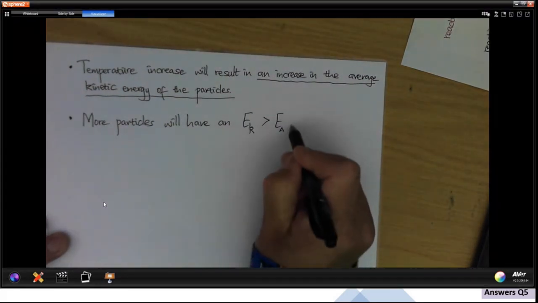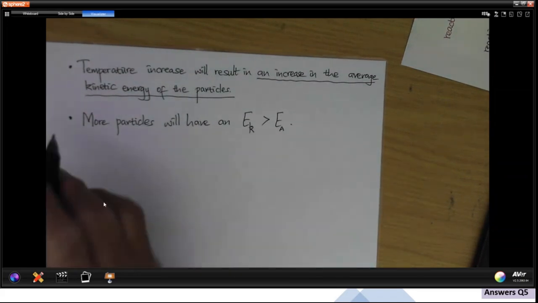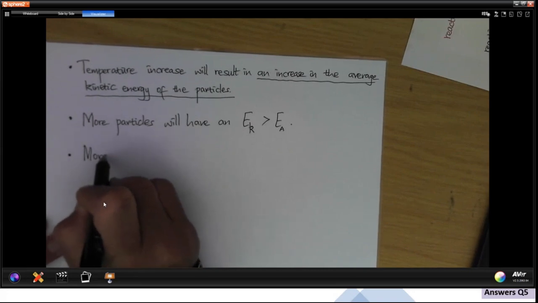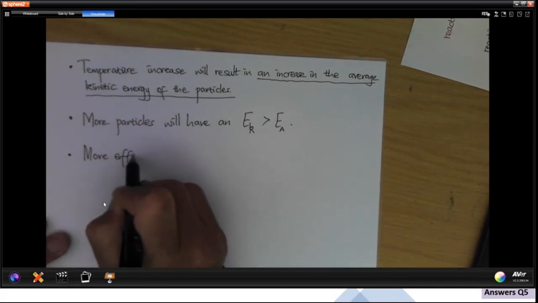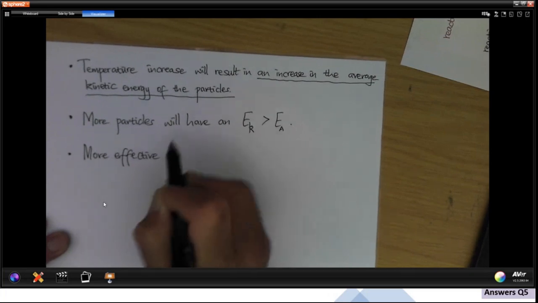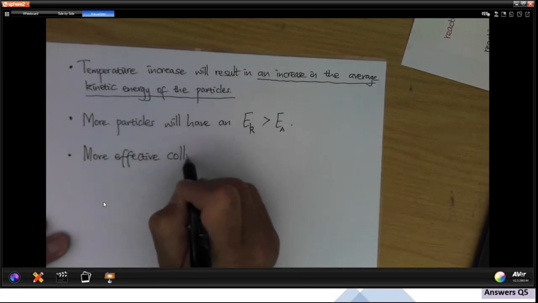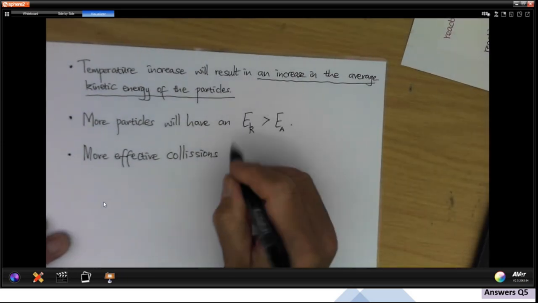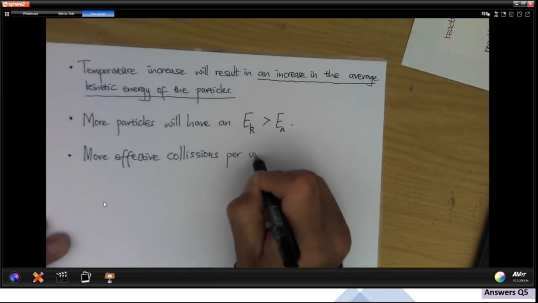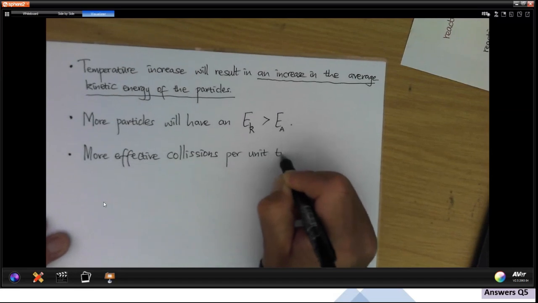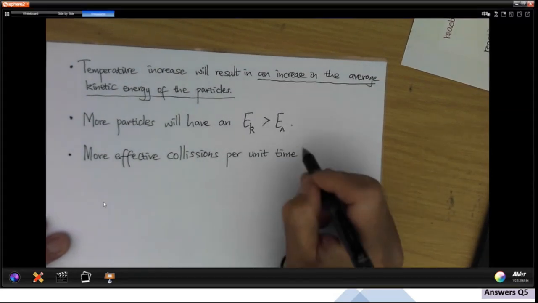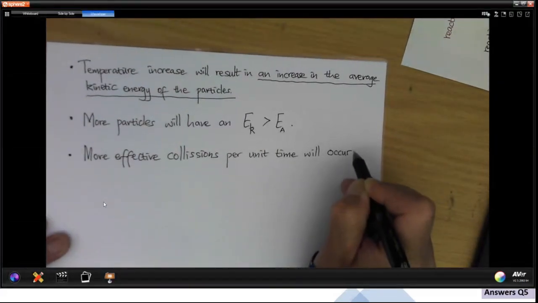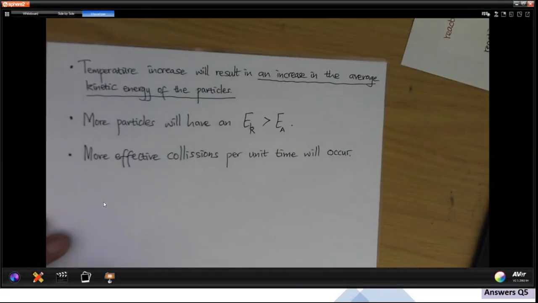Right? Very, very important point. And as a result of that, more effective collisions per unit time will occur, or will result.